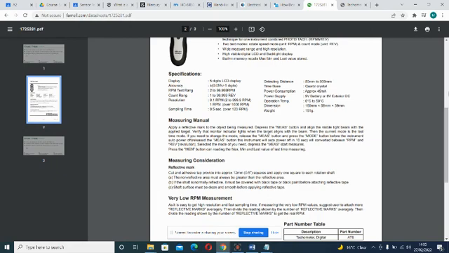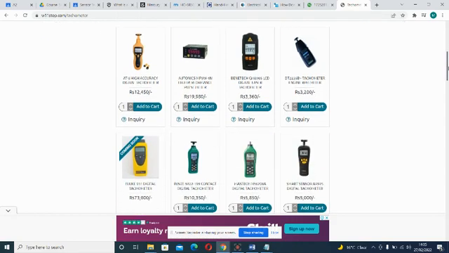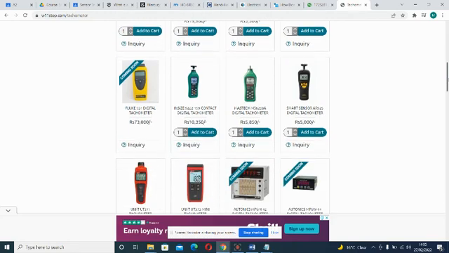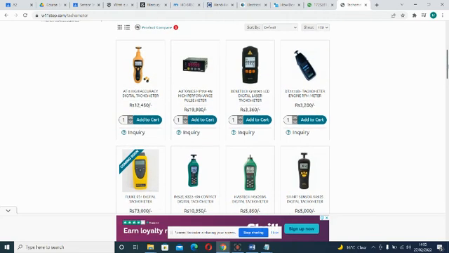So coming on to the cost, these are the different kinds of tachometers. It ranges from 6,000 to approximately 73,000. These are the different kinds of tachometers which will calculate the rotation speed.